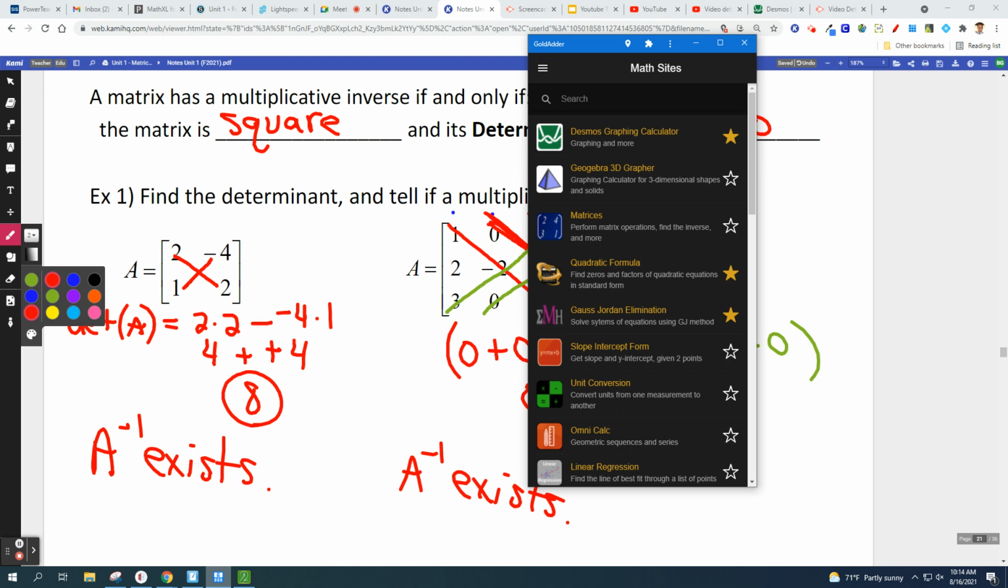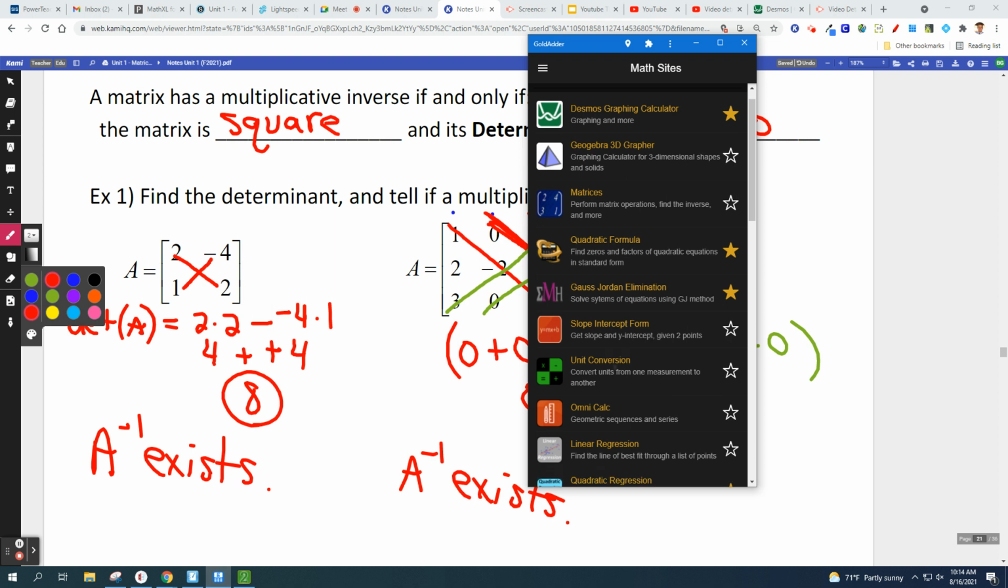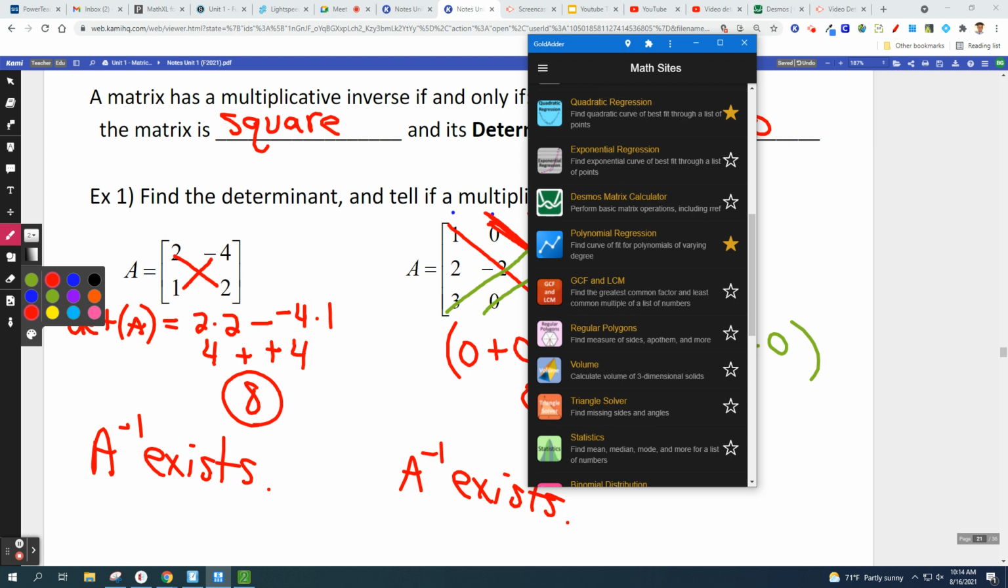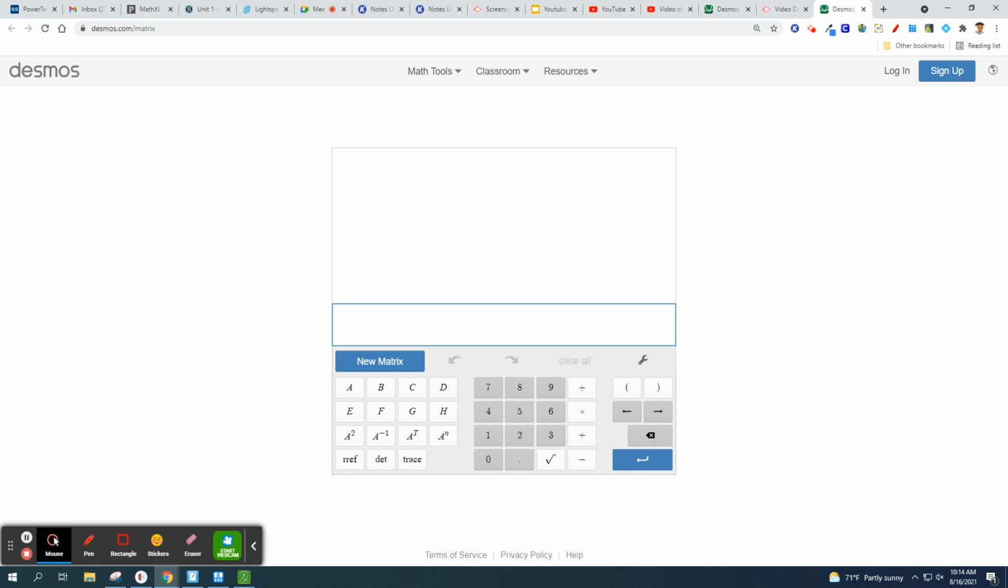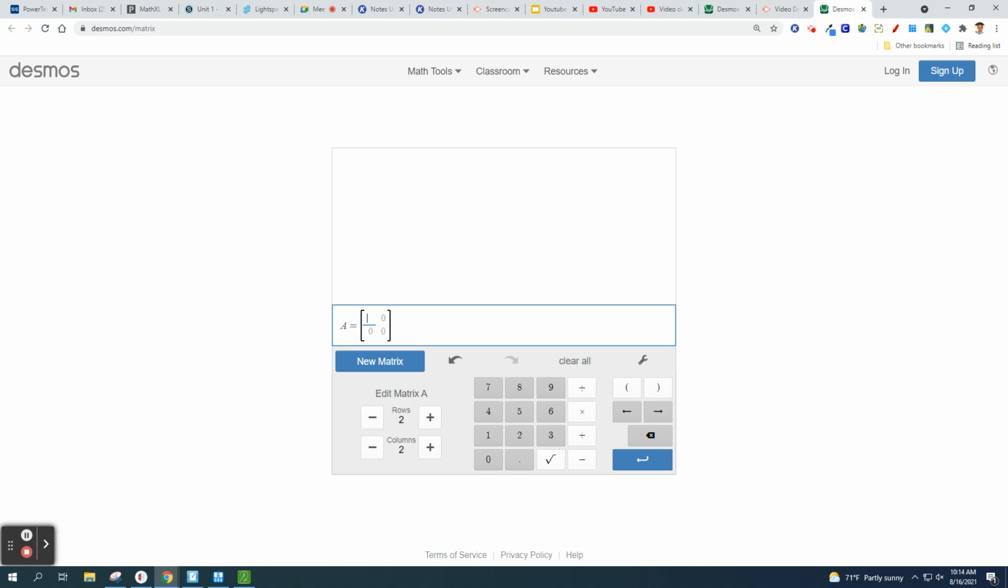So check it out. If I go to my math sites, I prefer finding the one that says Desmos matrix calculator, but any matrix calculator will do. I need a new matrix, and let's go ahead and do the 3x3 one. So that was 1. This was a 1. This was a 2. This was a negative 2. Negative 1. And this was a 3. Okay, so I've got that matrix.